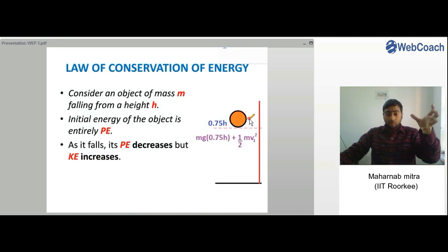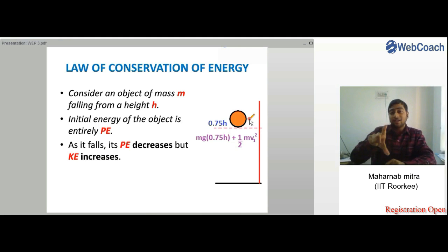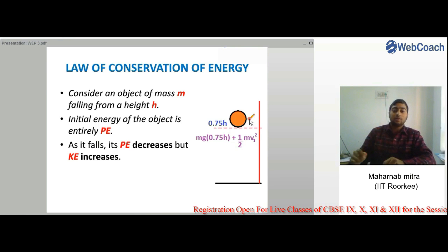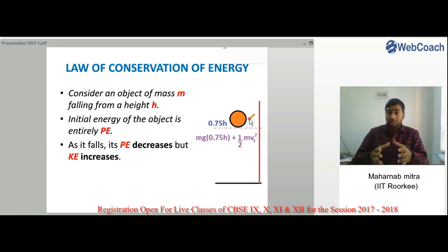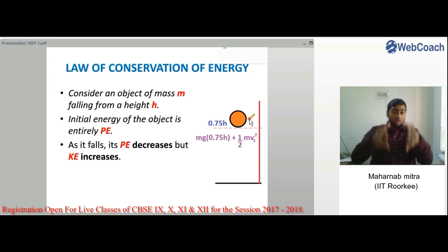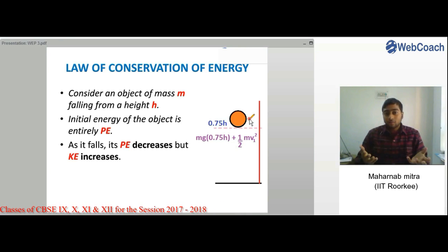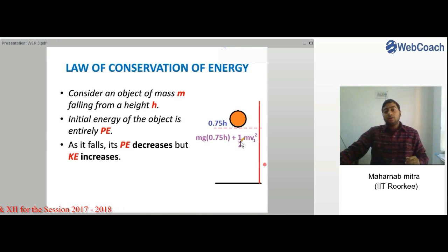So when the object falls down to 0.75 times the height, which is 3/4 of the height, the object has the potential energy of mg into 0.75h, right? Because that is the height at which the object is. And now it has gained some velocity, right? While it was falling down, the object has gained a certain amount of velocity, and let us call that velocity v1, because we don't know what it is, right? So at 0.75 height, we have the kinetic energy as half mv1 square.